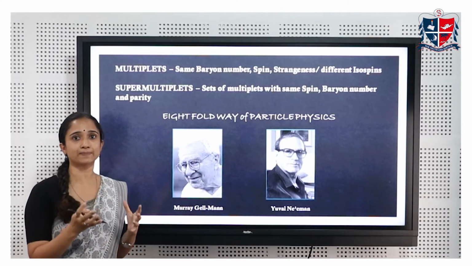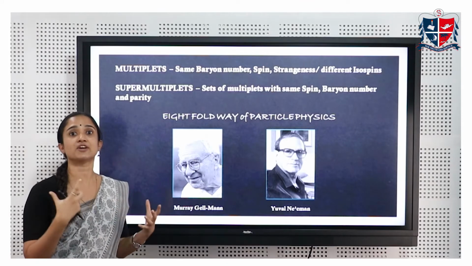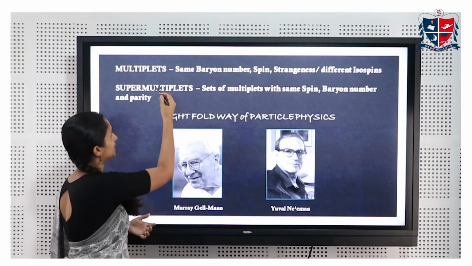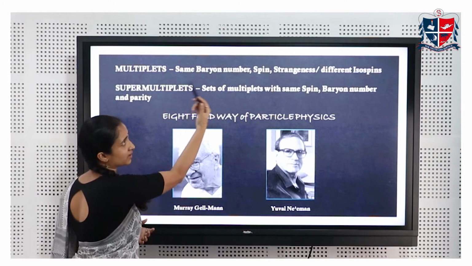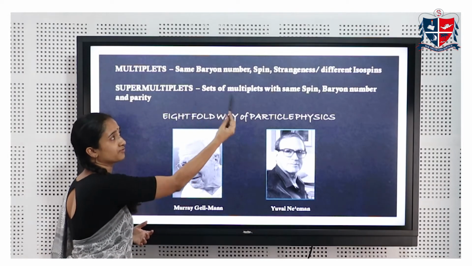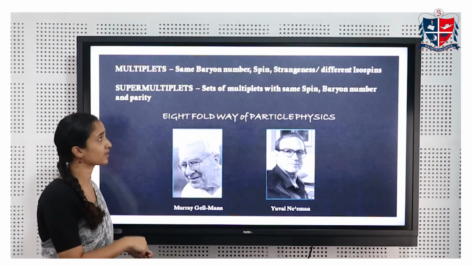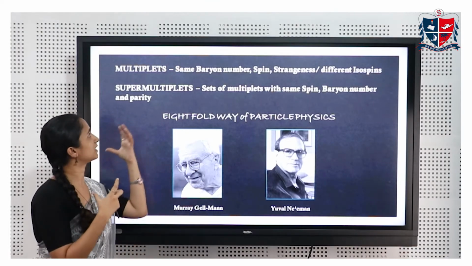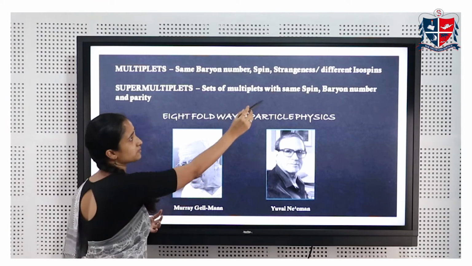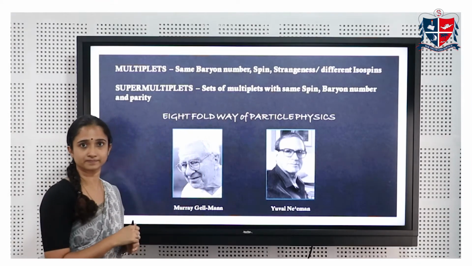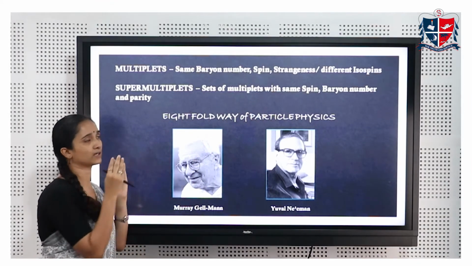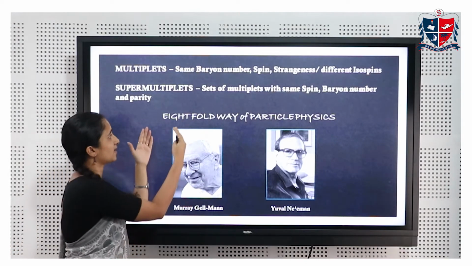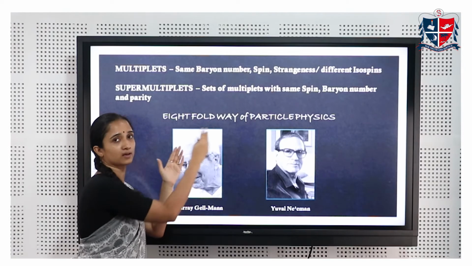A super multiplet is a combination of different multiplets. We have already seen what a multiplet is. Multiplets have the same baryon number, spin, and strangeness number, but different isospin quantum numbers. A super multiplet is a combination of certain multiplets which have the same spin and baryon number. Now, these super multiplets are what we are going to arrange as the eightfold way of particle physics.